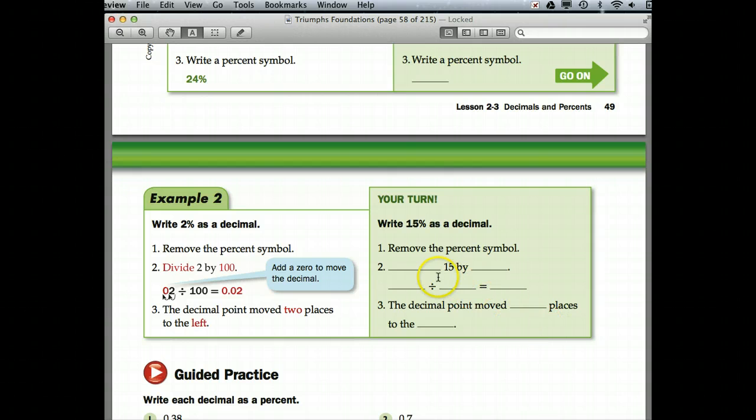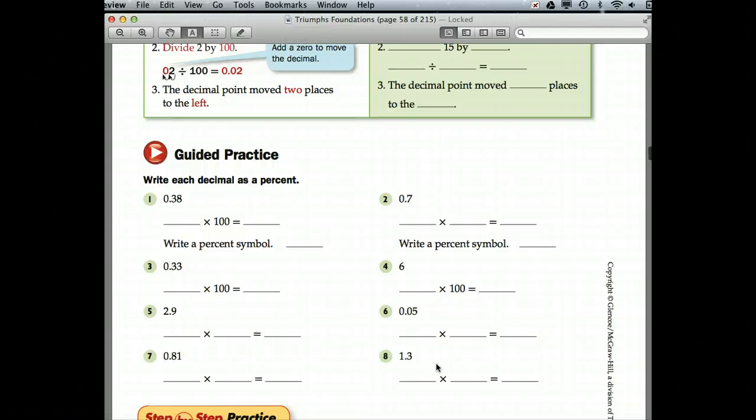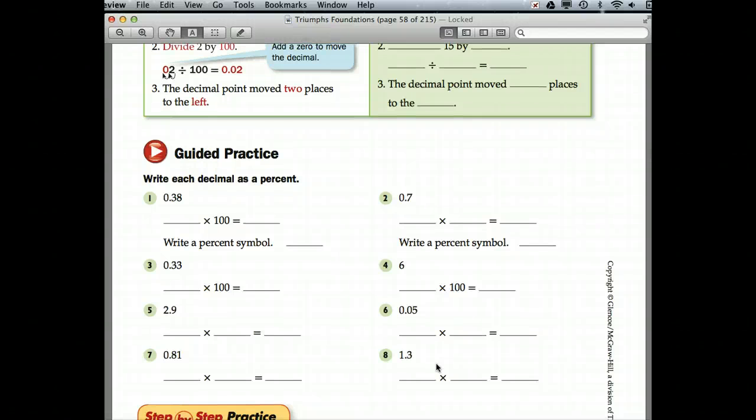Okay, did you get that you're going to divide 15 by 100? So 15 divided by 100 is equal to 15 hundredths, 0.15. We're going to move the decimal point 2 places to the left. Okay, time for a little guided practice. I would like for you guys to work these problems. So pause the video and then come back and we'll check your answers.